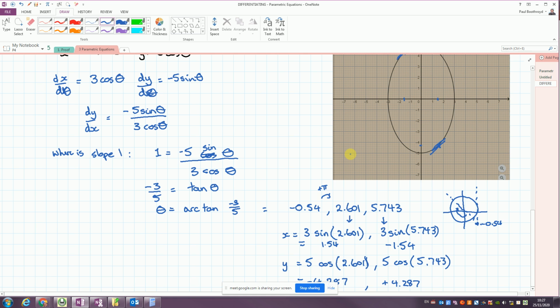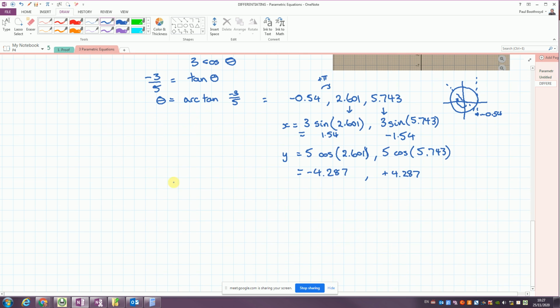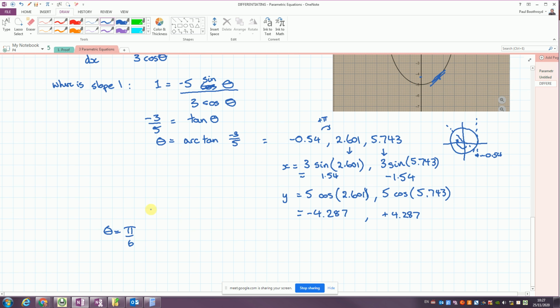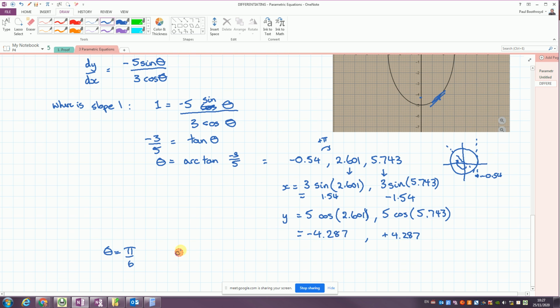when theta equals pi over 6. So theta equals pi over 6. We want to find out what the gradient is again. So now we want dy dx of minus 5 sine theta divided by 3 cos pi over 6.